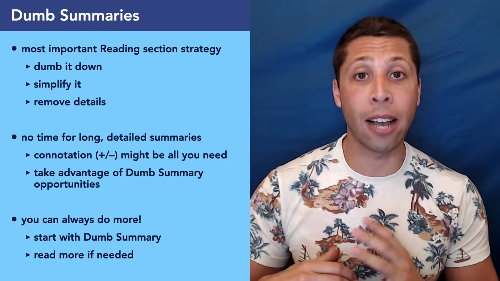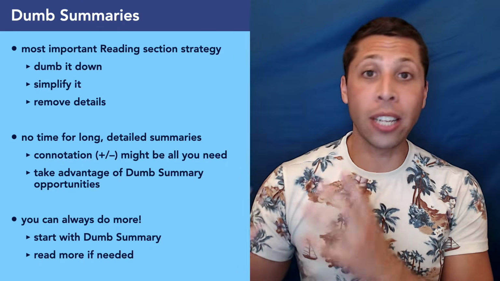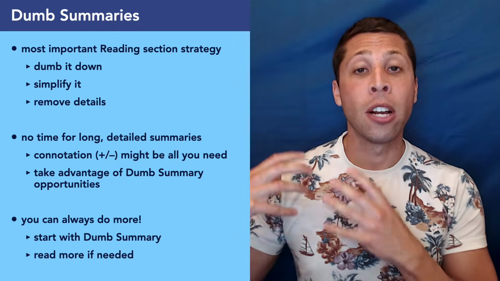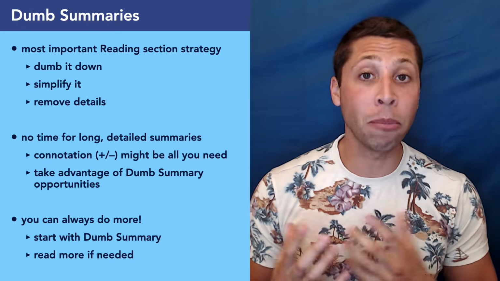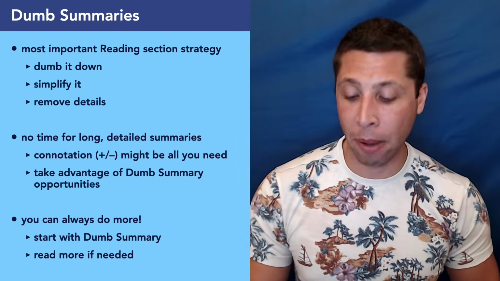And it basically comes down to we can't just understand everything in a passage. There's way too many details. So what we're going to do instead is try to boil it down to some simpler ideas. And the dumb summary is the way to do that, a lot of times thinking about connotation.